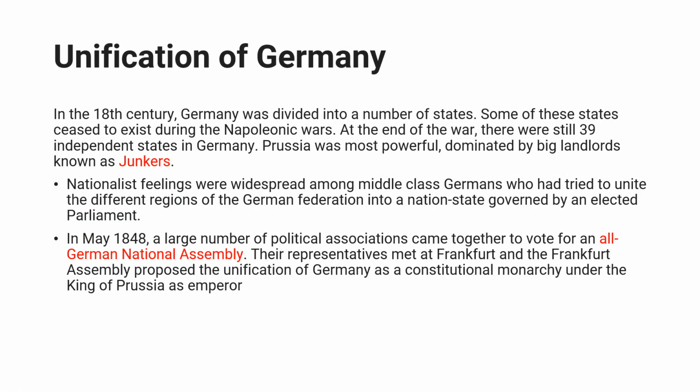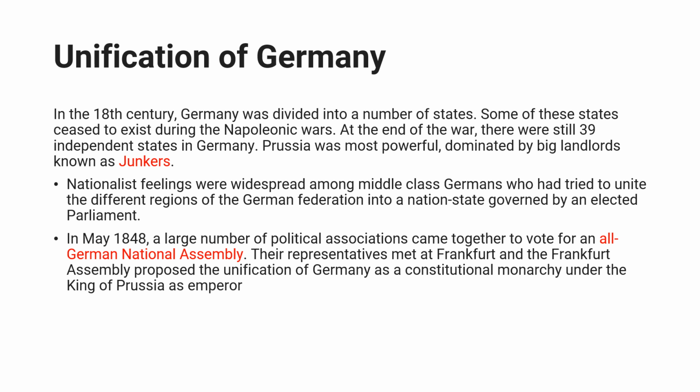In the 18th century, Germany was divided into a number of states. Some of these states ceased to exist during the Napoleonic Wars. At the end of the war, there were still 39 independent states in Germany. Prussia was the most powerful, dominated by big landlords known as Junkers. Nationalist feelings were widespread among middle class Germans, who had tried to unite the different regions of the German Confederation into a nation-state governed by an elected parliament.